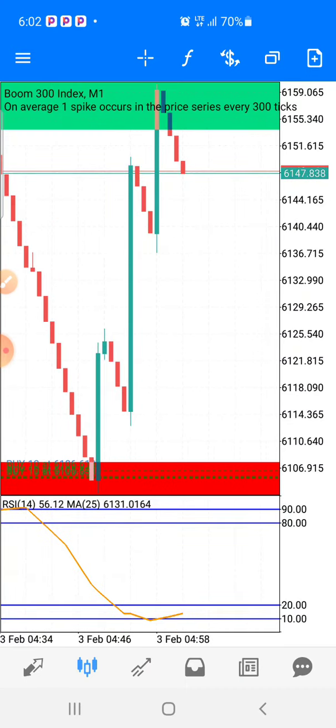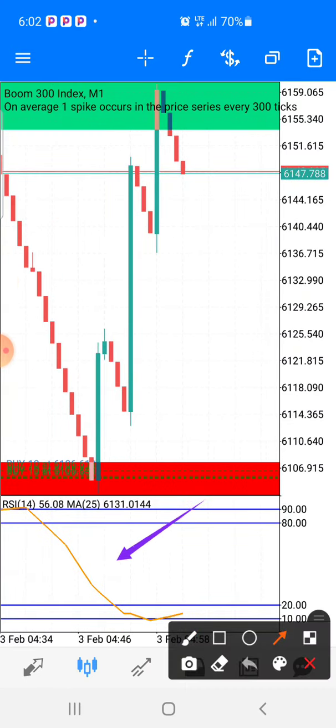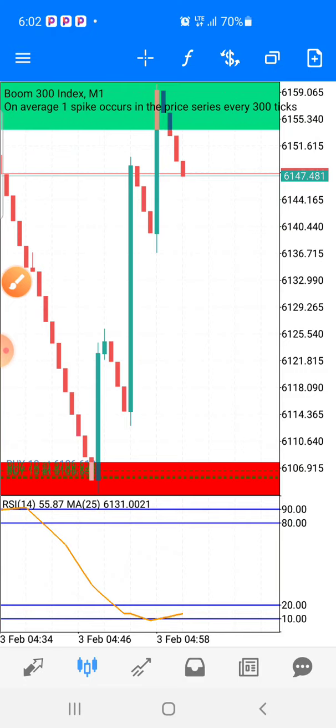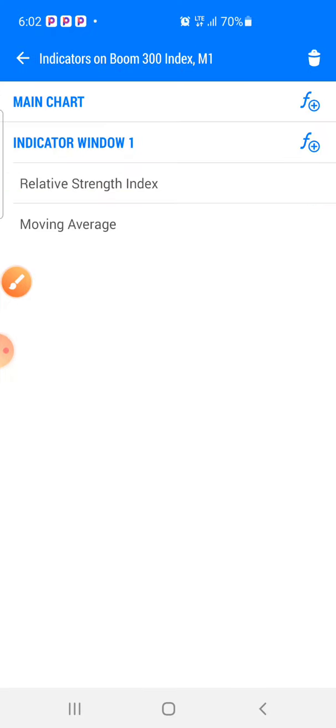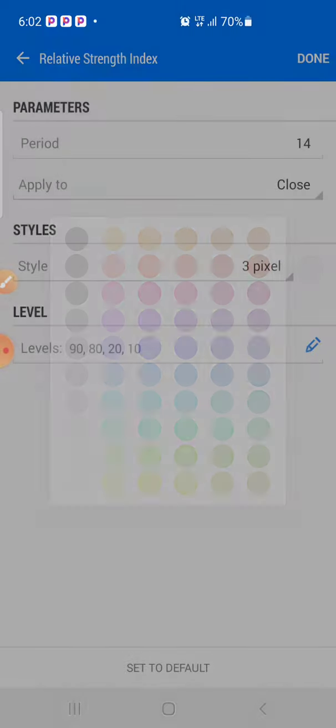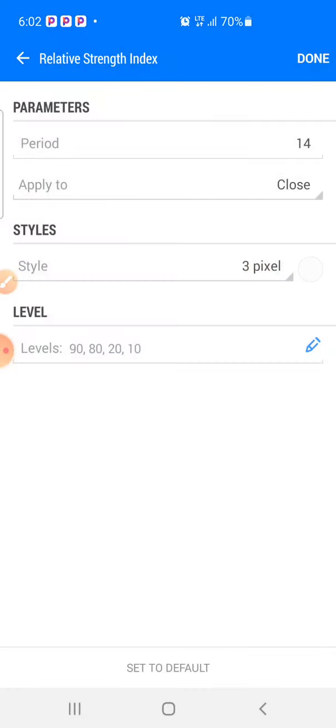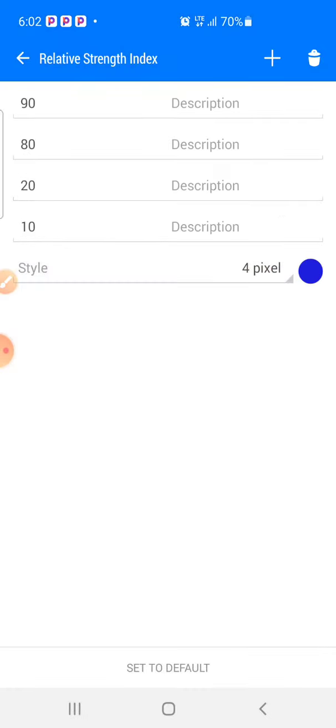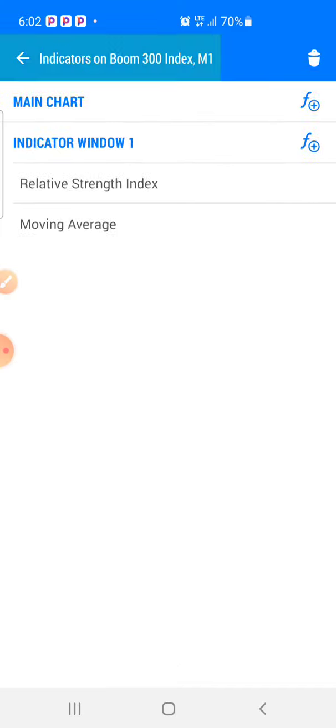Then the golden line here is our moving average 25. Let me still show you the setup. We have our relative strength index here, period 14. Apply to close. You can see that. Change this color to white, your background color. If you are using a dark background, change it to black. Then set your levels. After that, you click on done.